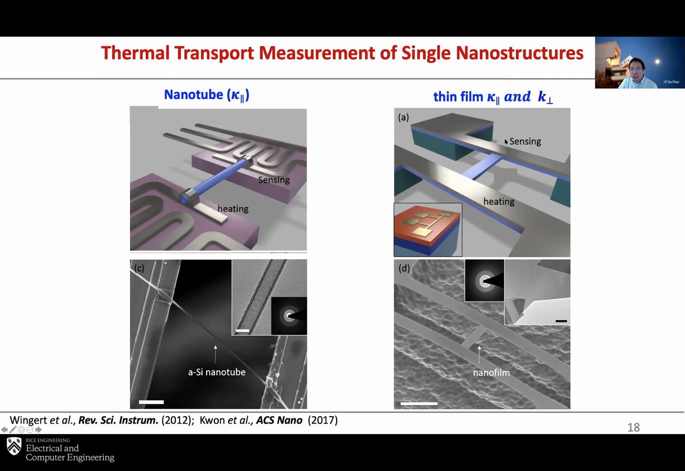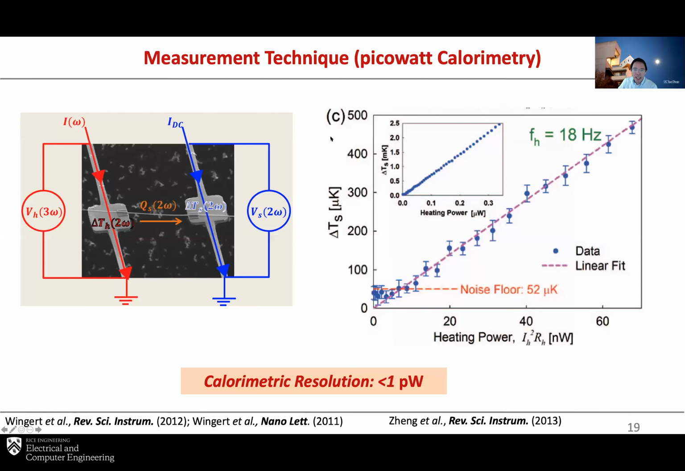And you have two thermal reservoirs. On the left, let's say it's a heating side, on the right, sensing side. And you heat up the heating side and measure both the heat flux going through the nanostructure as well as the temperature difference between the heating and sensing side, through which you can get thermal conductance as well as thermal conductivity.